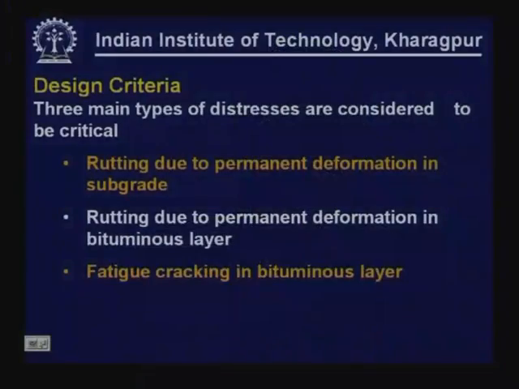So, these are the three main considerations in IRC 37, but only two of these considerations have been taken into effect for providing design criteria for designing flexible pavements. As you see here, these are the three main criteria: rutting due to permanent deformation in subgrade, rutting due to permanent deformation in bituminous layer, and fatigue cracking in bituminous layer.